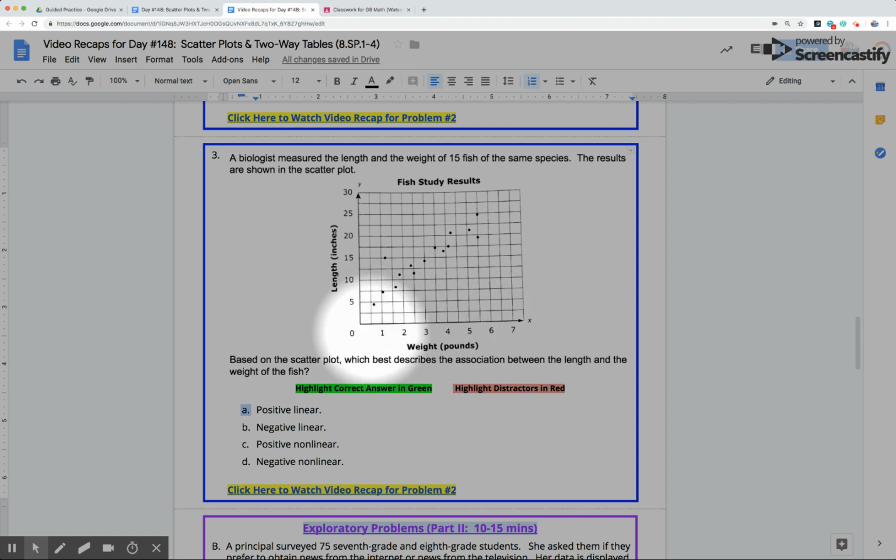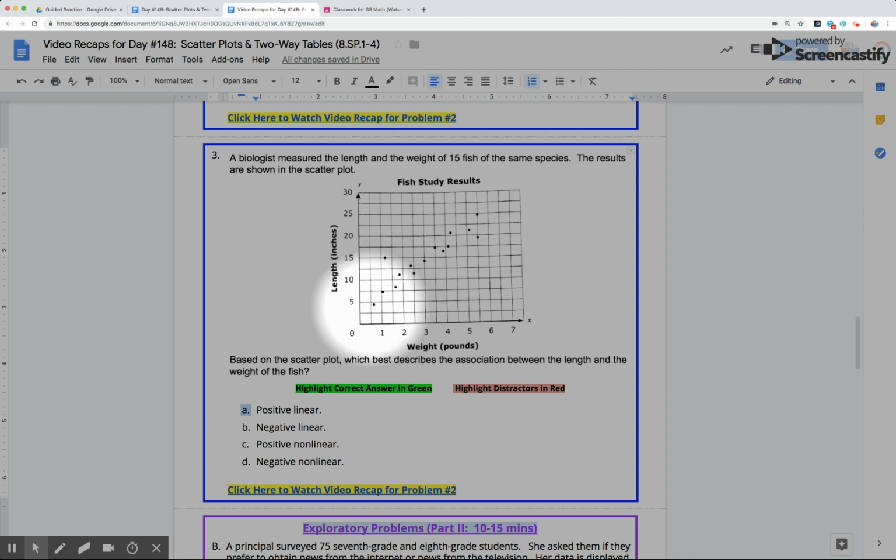What I notice about the data as we start moving to the right, as we start getting fish that weigh more, naturally, as we would expect, the length has to actually increase, because the heavier the fish is, it's probably a longer or a bigger fish. So we see as we move to the right, the scatter plot data is moving up as well. By the time a fish weighs 5 pounds, it's likely to be 20 or 25 inches in length.